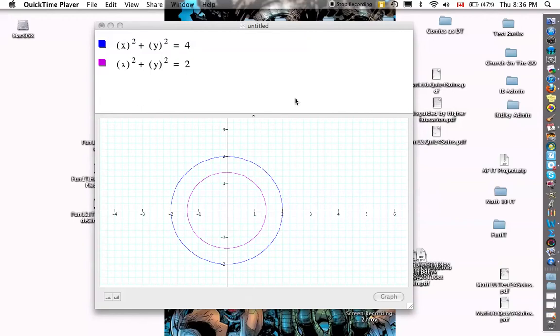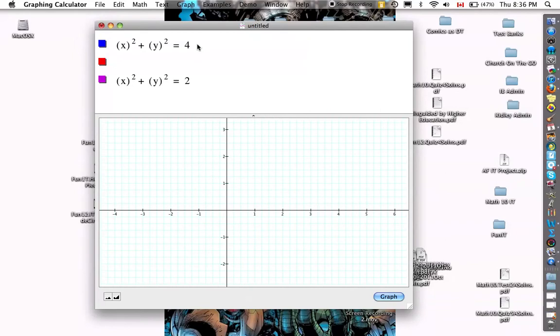What if you want to shade between two circles? That does get a little bit more complicated. What you need to do is express both of the equations explicitly in the form y equals. So for example, if I solve this equation for y, I would get y squared equals 4 minus x squared.